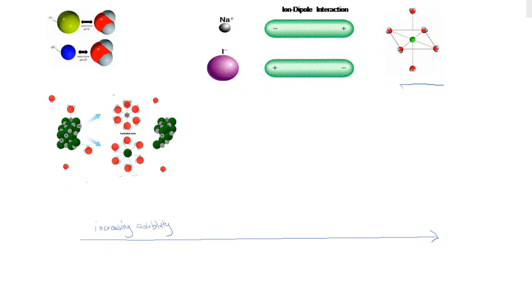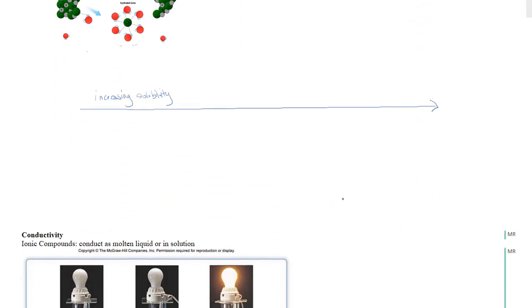What we want to do, though, is look at our three types of molecules, so our polar, our non-polar, and our ionic crystals, and put them in order of increasing solubility. So when we think about non-polar solutes, we've talked about before that they will have no slightly positive or slightly negative charges on them.